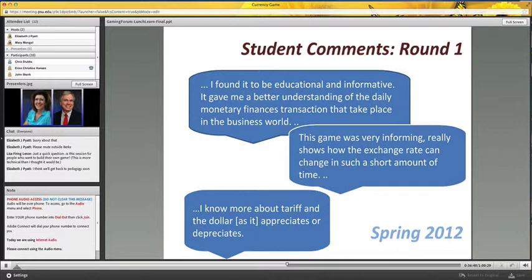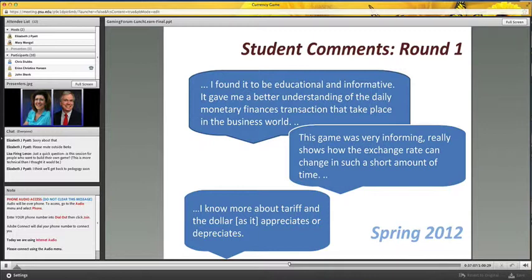So the first round of the game was preliminarily tested in the spring of 2012. We gathered some informal comments from the students. These comments are representative, and you see them on the screen. Generally, the students said they enjoyed the game. They found it helped their understanding of the comments.